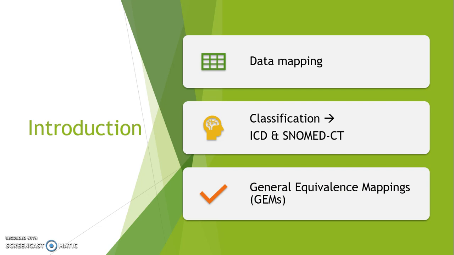General Equivalence Mappings, or GEMS, are published by the Centers for Medicare and Medicaid Services and Centers for Disease Control and Prevention. GEMS are guides for translating between ICD-9 and ICD-10 code sets.